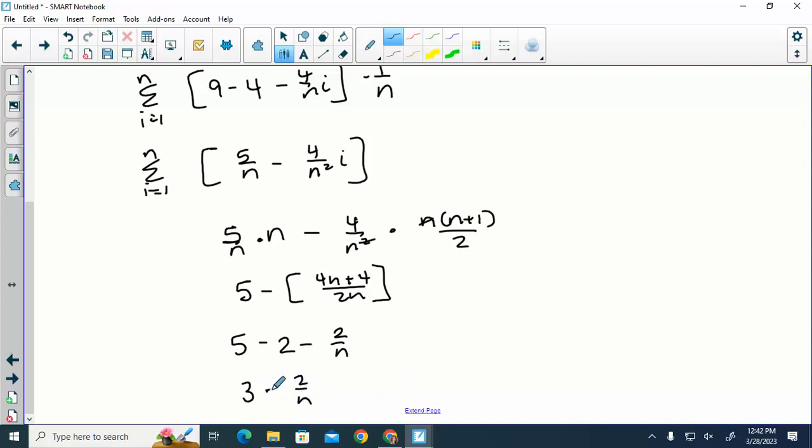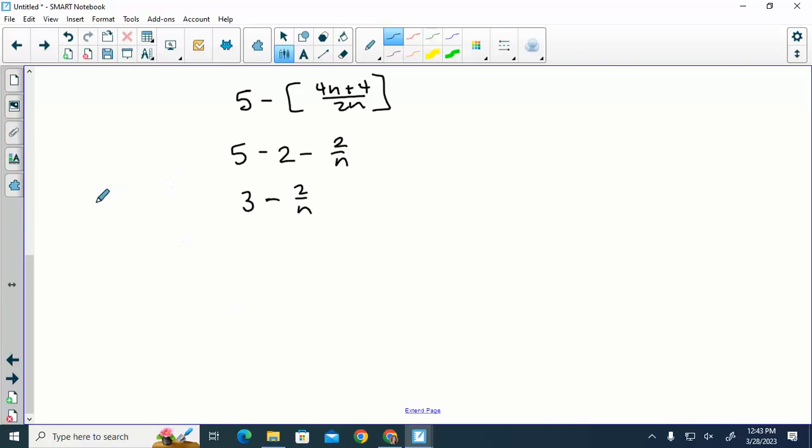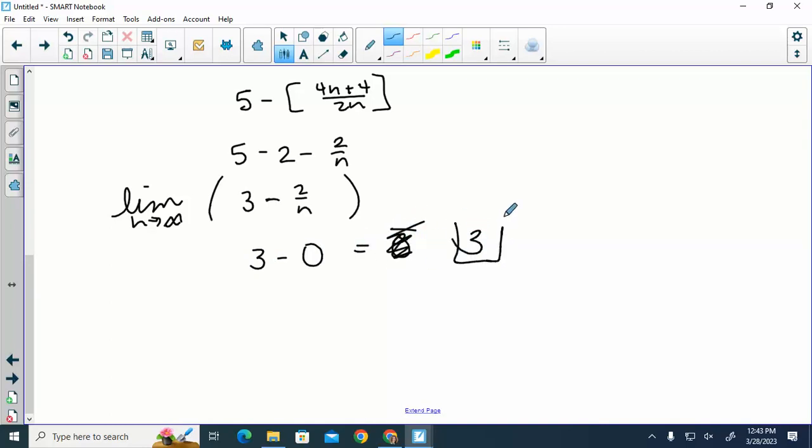Then if you look back at the problem, it says, and then take the limit as n approaches infinity. So now we want to do the limit as n approaches infinity. So we get 3 minus 2 over infinity goes to 0. And we get 3 for our answer.